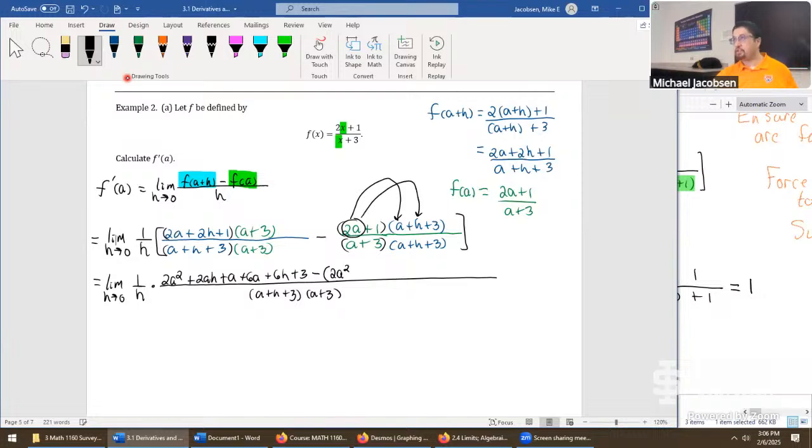2a times h, that's a plus 2ah. 2a times 3, that's just a plus 6a. With all those distributions done, we move over to the next term. +1 multiplies a. This one's kind of nice. When +1 distributes through, all you're doing is going to copy it: a plus h plus 3.